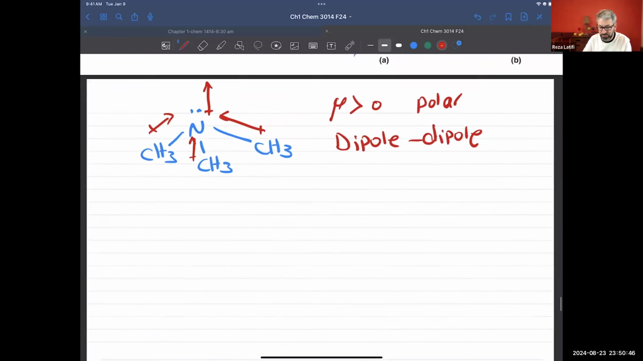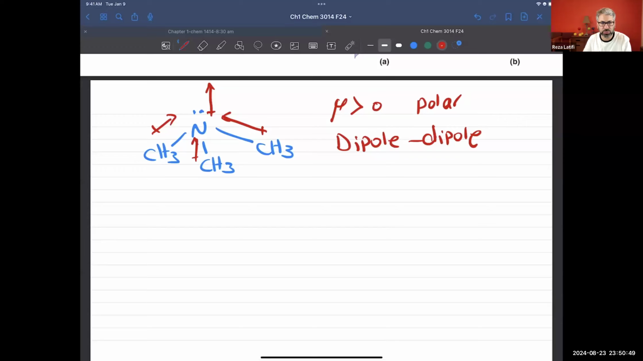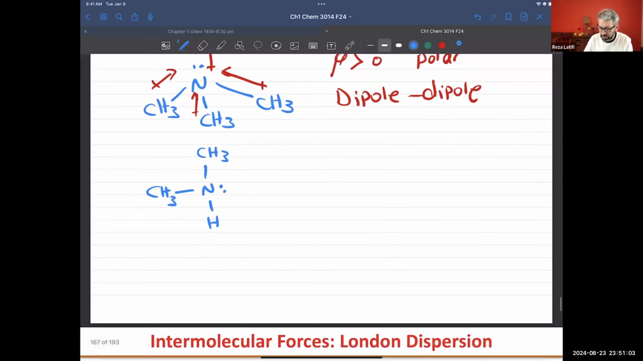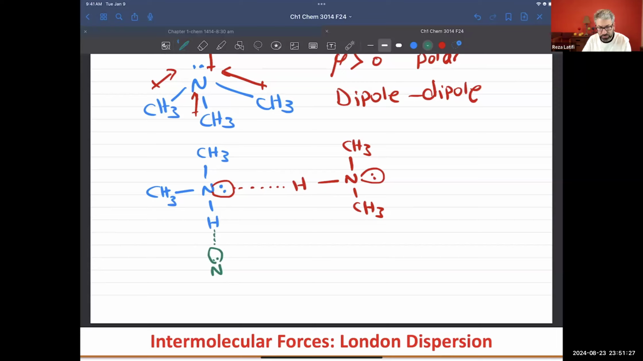But what will happen if I change one of the methyls to hydrogen? Let's say you have a lone pair here. Next, I'm going to put CH3 here, and let's put hydrogen here and then CH3 there. That lone pair can interact with the hydrogen that's sitting on nitrogen, and of course here you have CH3 and a lone pair there. So this is our lone pair, and that hydrogen can also interact with a lone pair from another molecule.